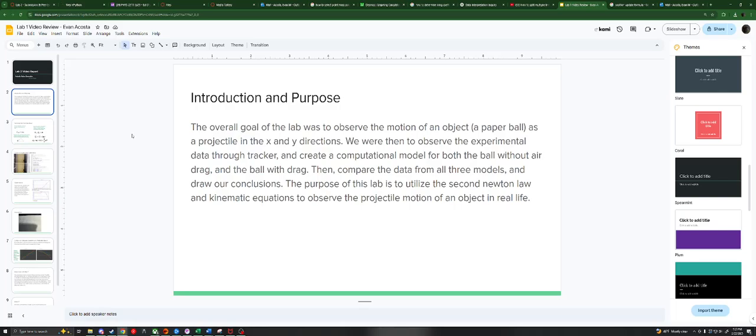I then put a video of the paper ball moving into Tracker and basically analyzed how it moved. Then I created a computational model for both the ball without air drag and with air drag. Afterwards, I compared the data from all three models and then drew my conclusions. The purpose of the lab basically is just to utilize Newton's second law as well as the kinematic equations to see how a projectile behaves in real life.